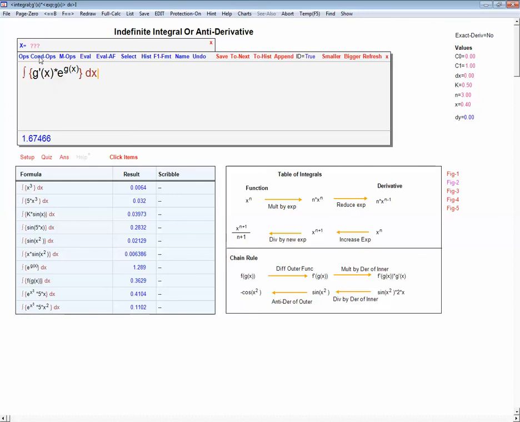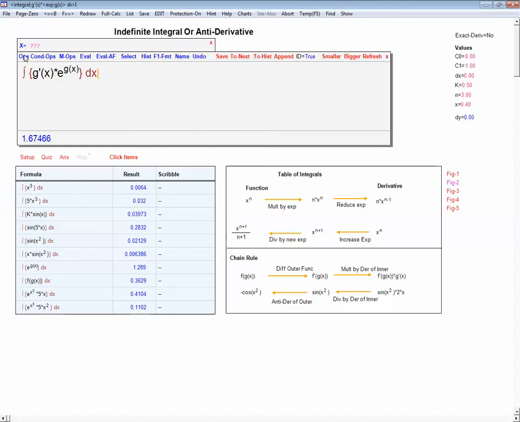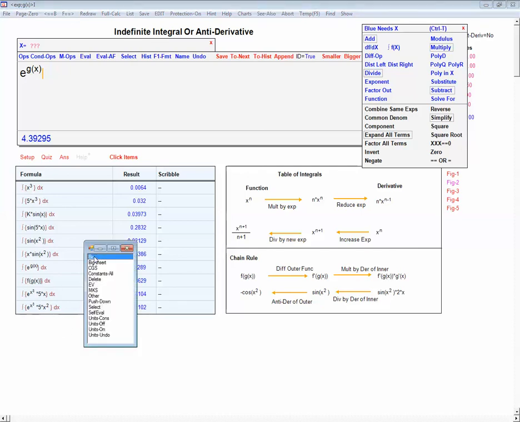And just out of curiosity, let me see if the program is smart enough to integrate this thing. I don't know if it is or not. If it is, it means this form is on our table, one of our 100 items on the table. Okay, yes, it got it, e to the g of x. So that is an integral on my table of integrals. All right, let's go on and look at a couple more here.